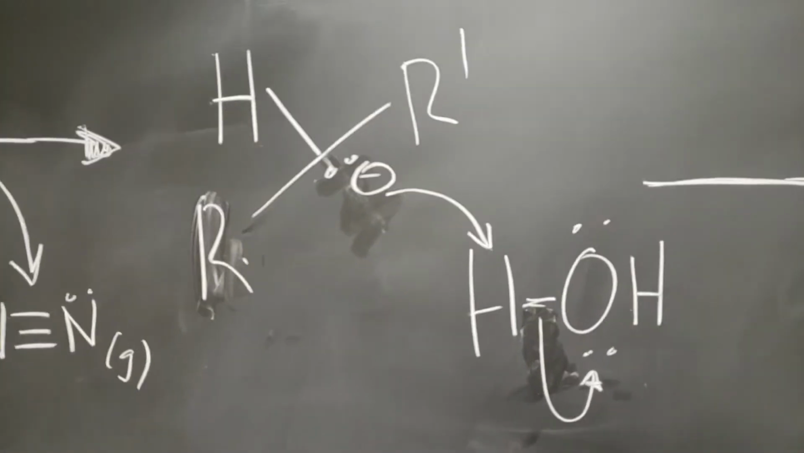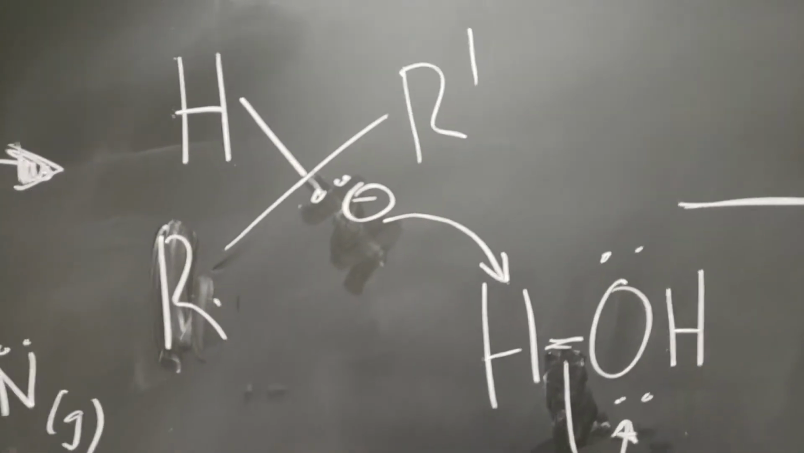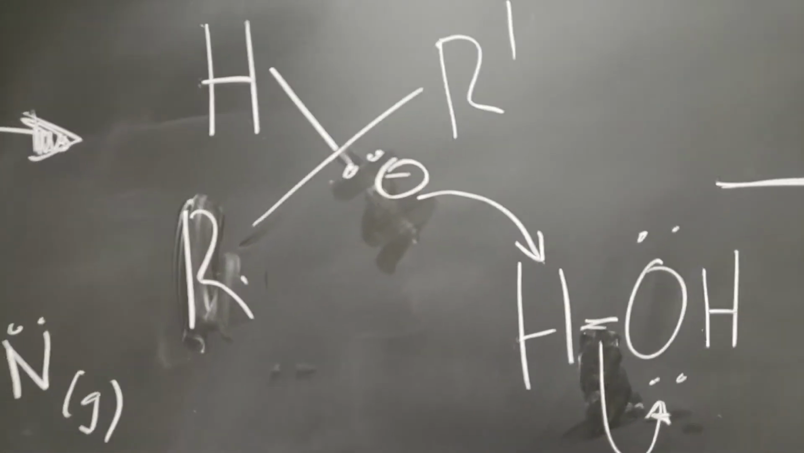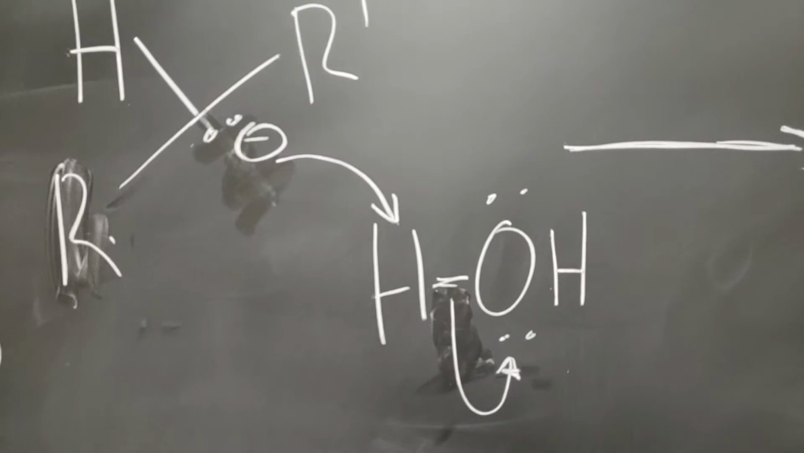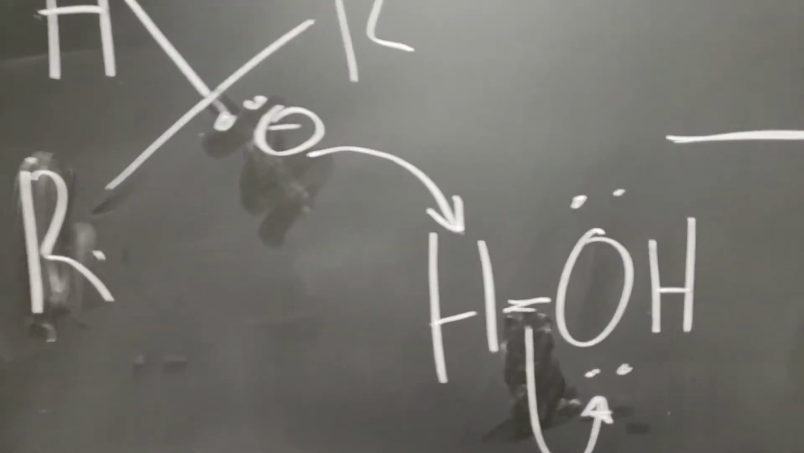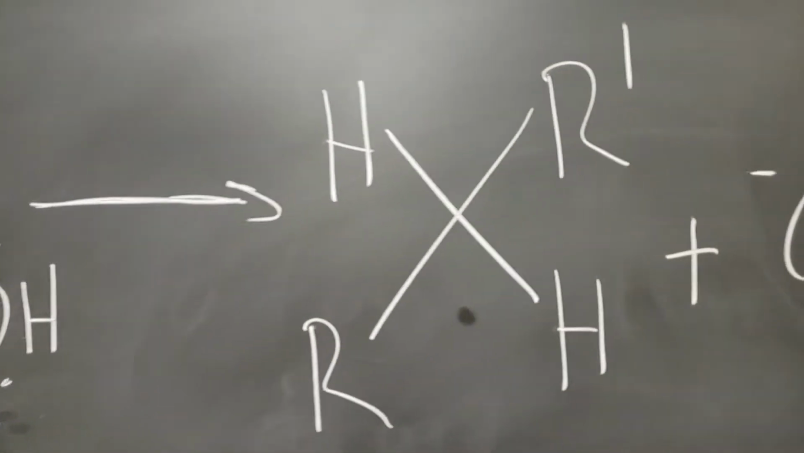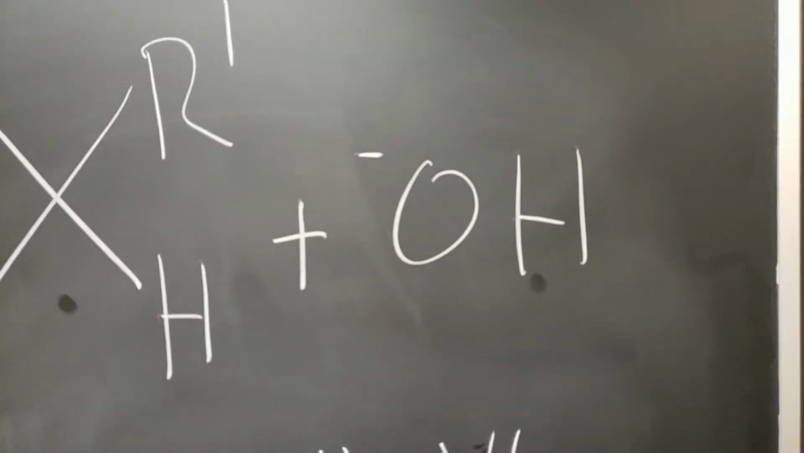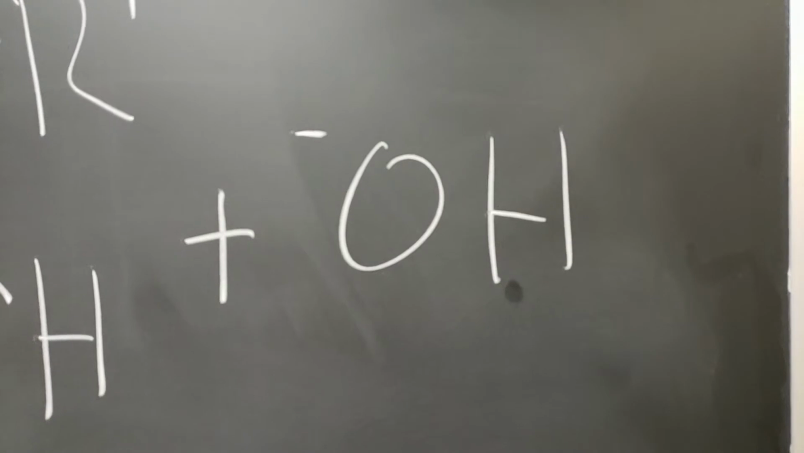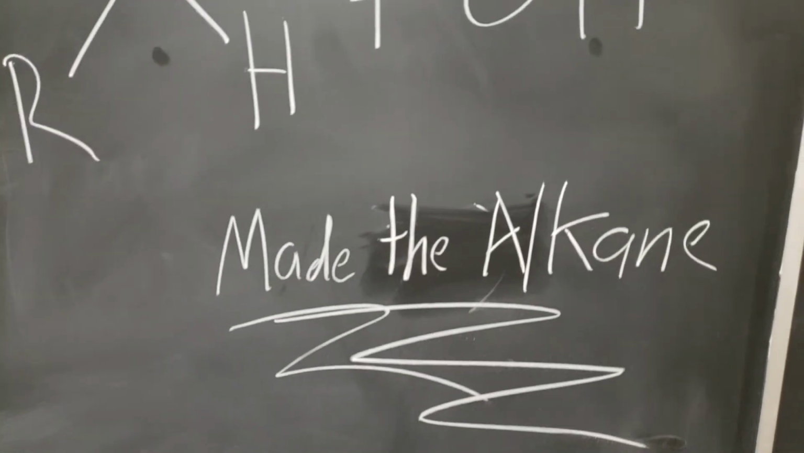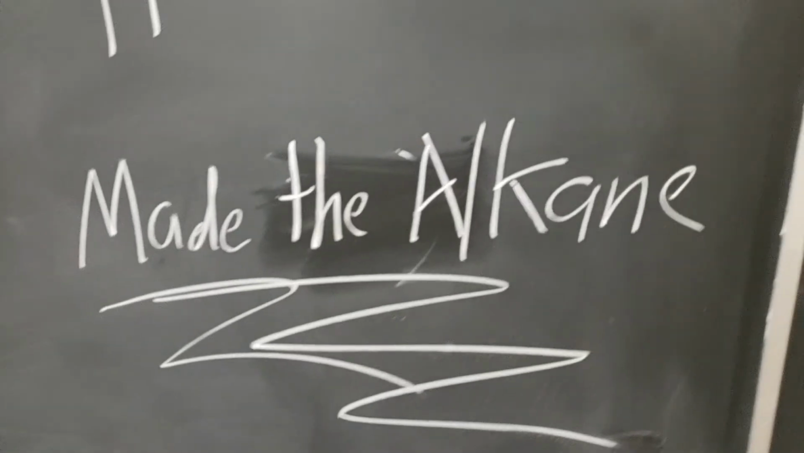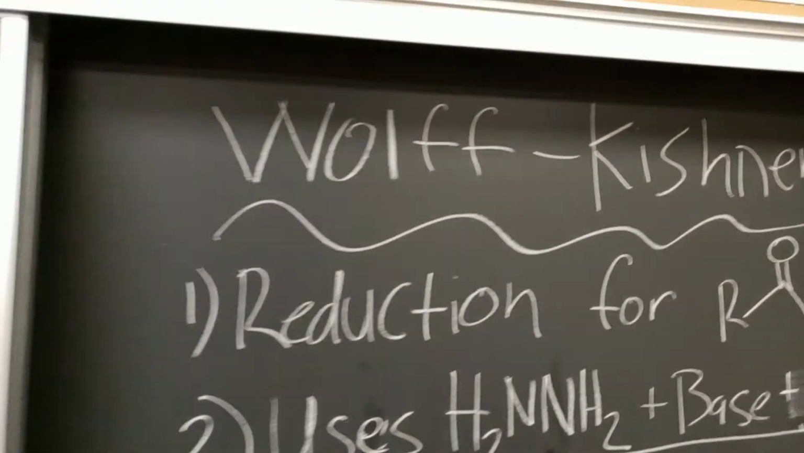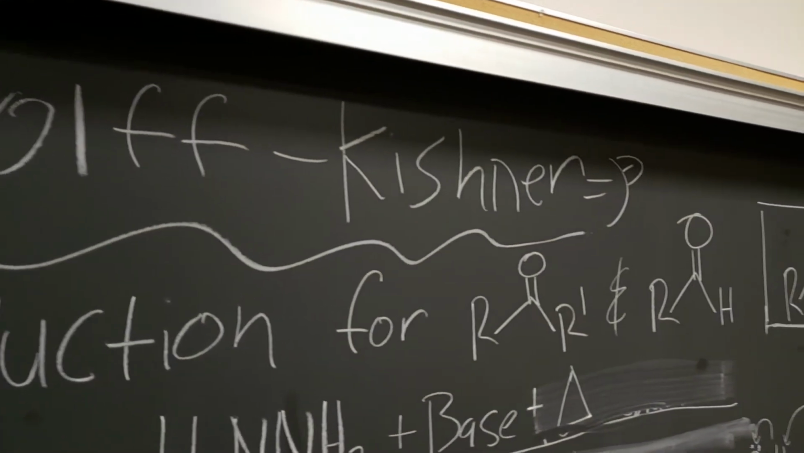the carbon anion. In this step, the carbon anion will then pick up a proton from the water molecule released two steps ago to create an alkane, and as our end result we will regenerate our base catalyst. We made the alkane, guys. And this was the Wolff-Kishner reduction mechanism.